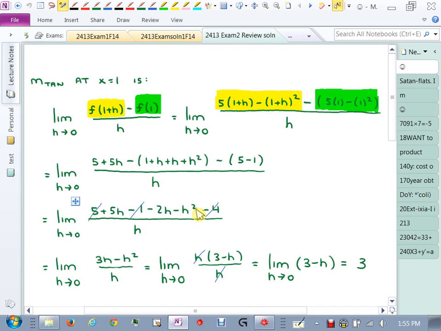Then plug in 1. Plug in the x value, right? The derivative, if you just did this using the power rule, would be this. That's the derivative. Now, at x equals 1, plug 1 in here, 5 minus 2 is 3. It would have matched up. So you can always check your answer that way.